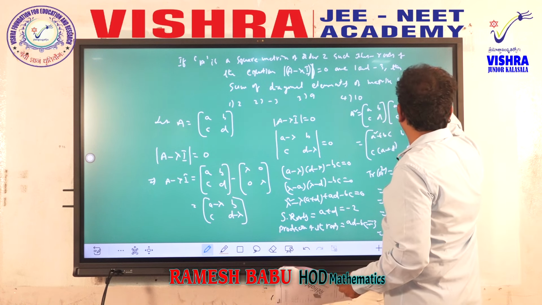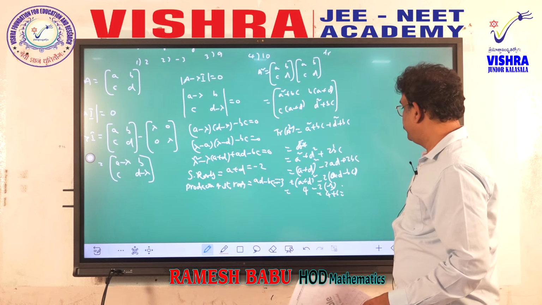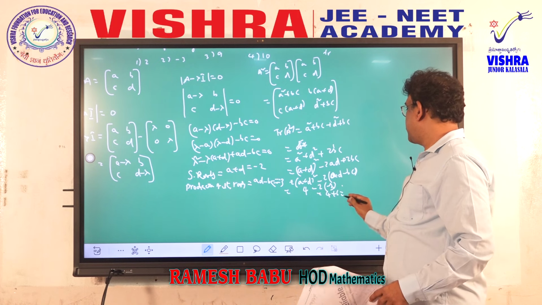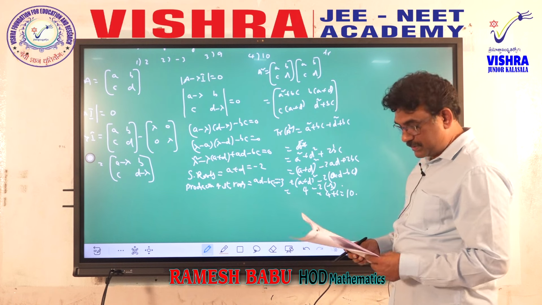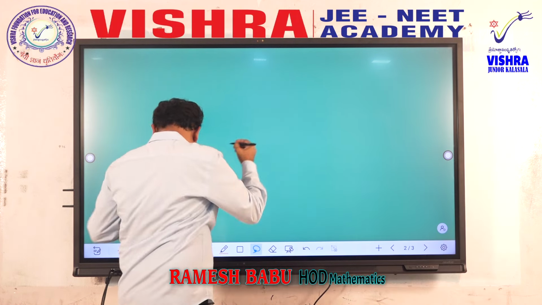So, trace of A square is equal, right. So now 4 plus 6 is equal to 10, that is the fourth option.